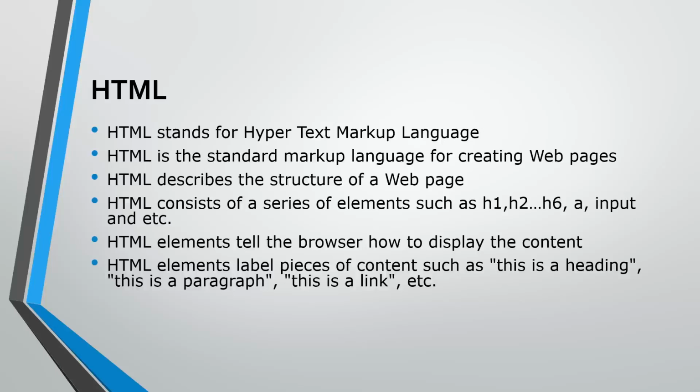Next, HTML consists of a series of elements, starting with H1, H2 till H6. Anchor tag is there, input, and various other tags are there. HTML elements tell the browser how to display the content. We want to show you how the elements are going to be displayed on the browser. Next, HTML elements label pieces of content such as this is a heading, this is a paragraph, this is a link, etc.